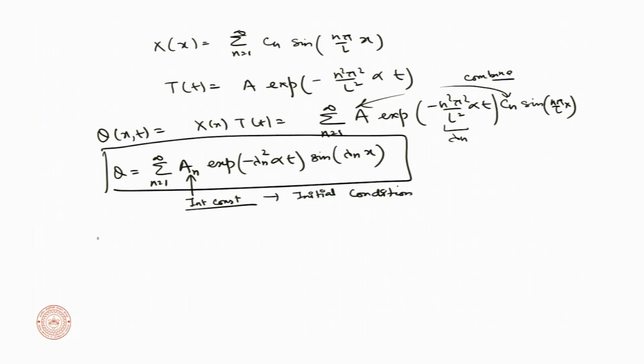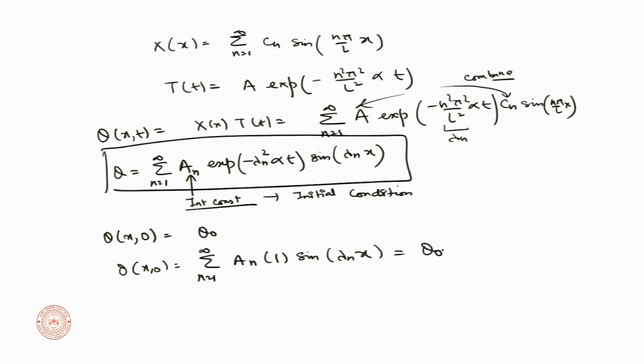So, our initial condition was that theta at all x at time 0 was equal to theta naught. Now, if we put time 0 into this expression, theta at x comma 0 will be equal to the summation from n equals 1 to infinity of An. This exponential term will be exponential of 0, which is 1. So, this will become 1, and then we have sine of lambda n into x, and this is equal to theta naught. Now, how do we solve this? We have An into sine lambda n x equals theta naught. It looks like a Fourier series to me, right? So, we can do a Fourier series transformation and get An in terms of theta naught. Okay. So, let us try to do that.